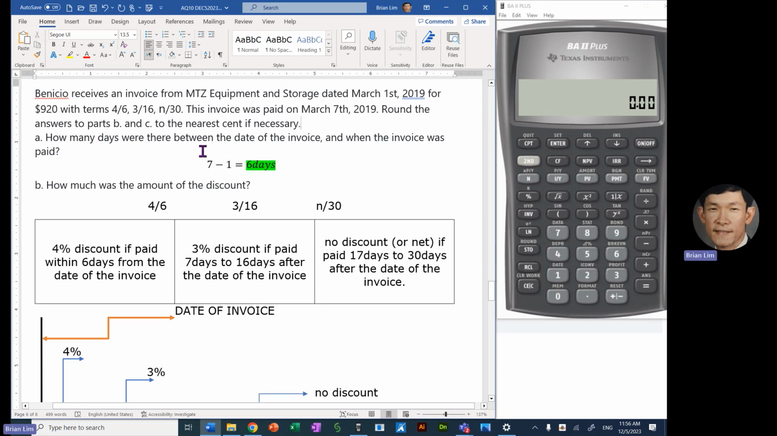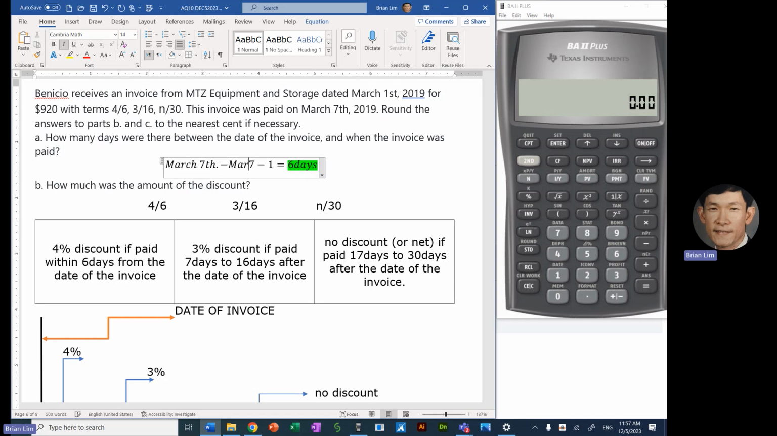Okay, now in these questions, we have to first decipher how many days elapsed from the date of the invoice, in this case, March the 1st, 2019, to the date when it was paid, March the 7th, 2019. Now, if you look at the 7th, it's 7, and March the 1st is 1. So 7 minus 1 gives us 6 days.